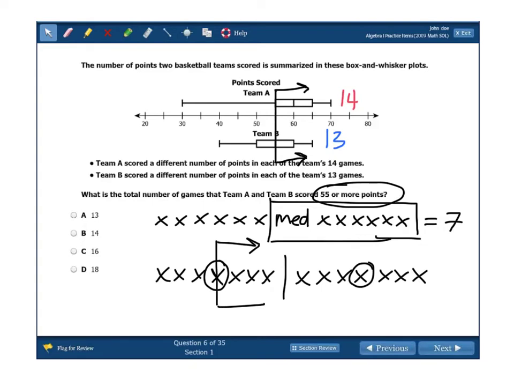So that is, let's count them with the pointer, 1, 2, 3, 4, 5, 6, 7, 8, 9, 10, 11. Okay, that's 11. 11 and 7 makes 18. 18 was the correct answer.